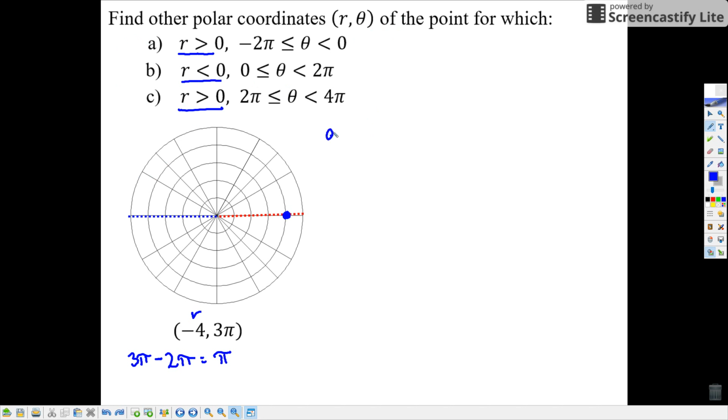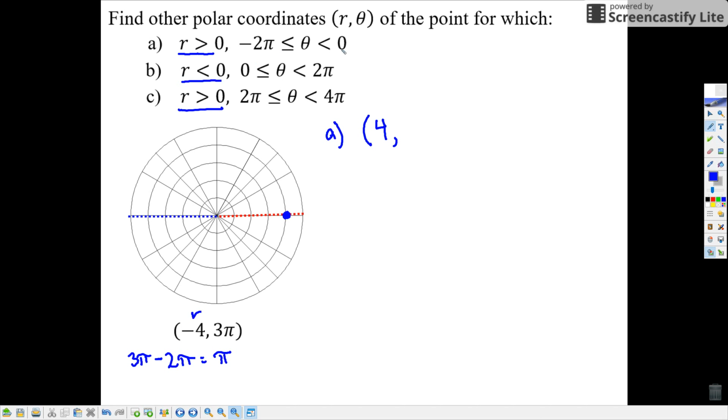Let's go to part A first. According to the radius on part A, we need the radius to be greater than 0, so it needs to be positive. So it'll be a +4. You don't change the value of the radius, it's just whether it's positive or negative 4.